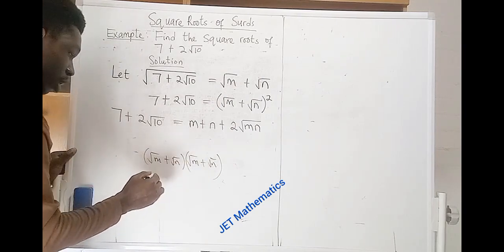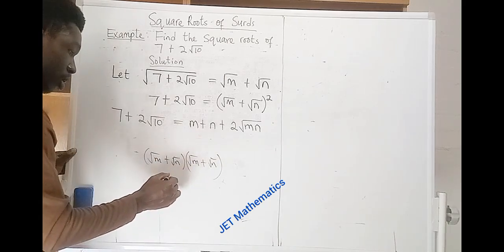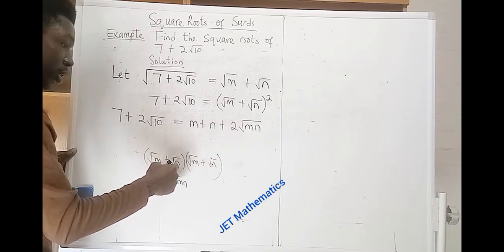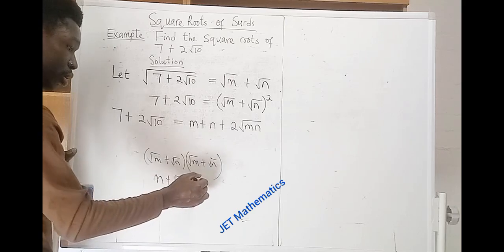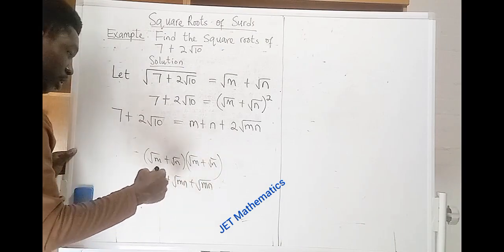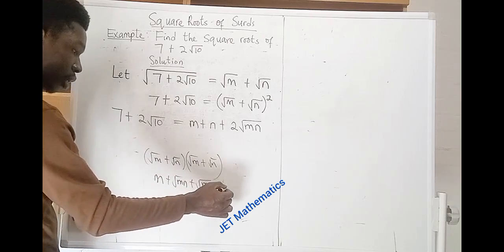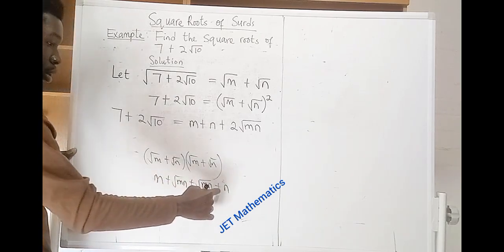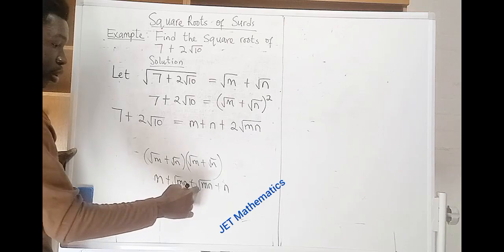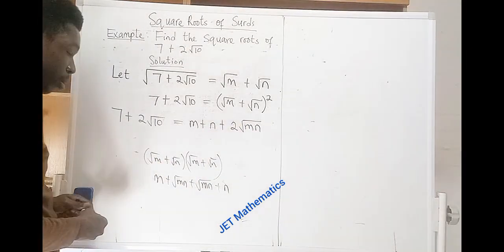Root m times root m is m. Root m times root n is root mn. Root n times root m is another root mn. The order does not matter, it's multiplication. And then root n times root n is n. So when you do m plus n, you have this. Then when you add 1 root mn plus 1 root mn, you have 2 root mn. I believe that is clear.